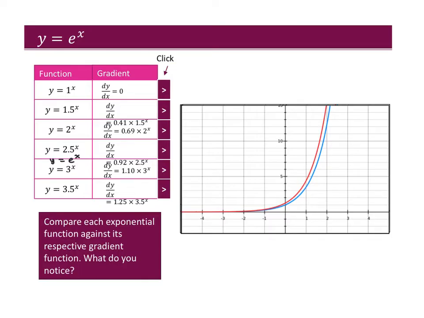Okay? Now, the gradient of 2.5 is 0.92. You can see the gradient function is nearly the same, it's nearly multiplied by 1. And the gradient of 3 to the power of x is 1.1, which is again very close to 1.